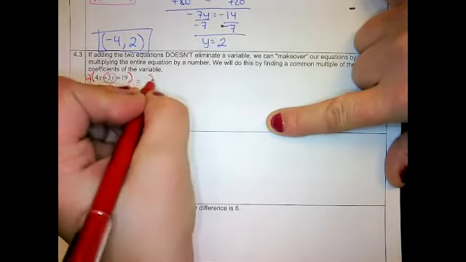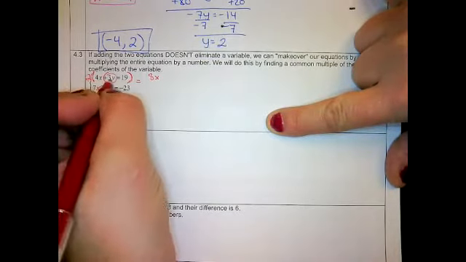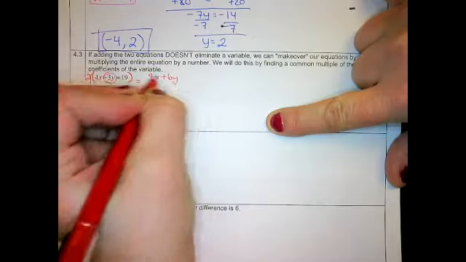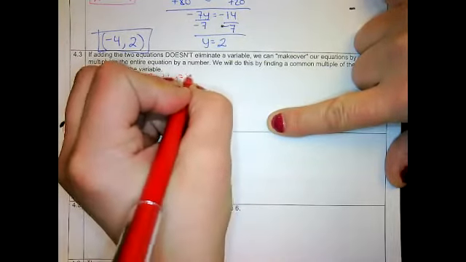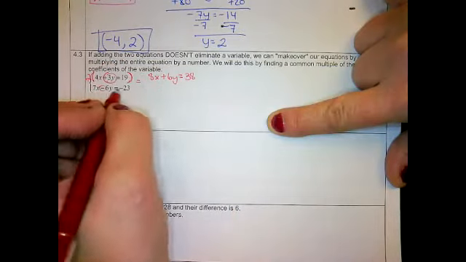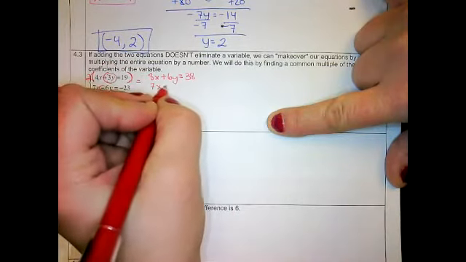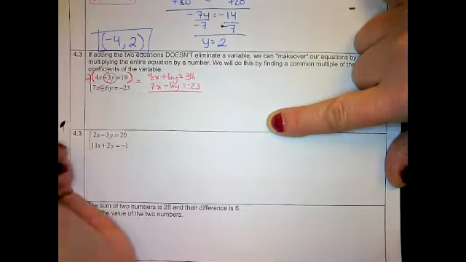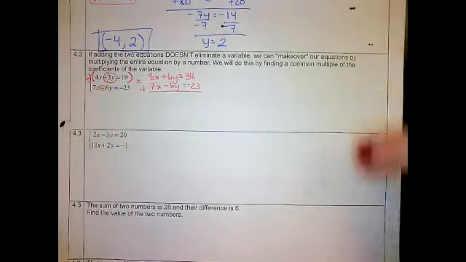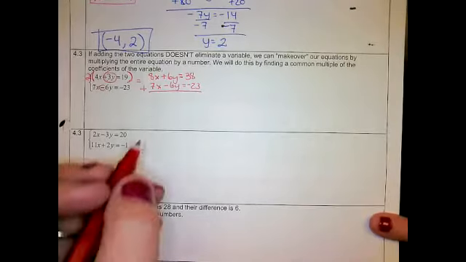So 2 times 4x is 8x. 2 times 3y is 6y equals 2 times 19, which is 38. This one I didn't change, so I'm just going to rewrite it. 7x minus 6y equals negative 23. And now I'm going to add these two equations together.